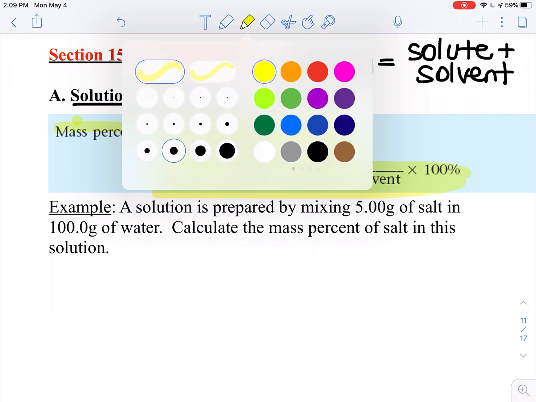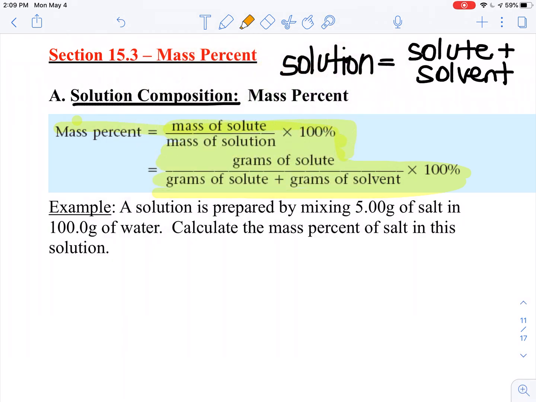Now I want you to be aware. Let me pick a different highlighter color. There are 3 things: 1, 2, 3. In all of these problems, you are going to be given 2 out of the 3, and you're going to be asked to solve for the 3rd algebraically. Okay? So keep that in mind. Let me go ahead and do that. Okay, example number 1.